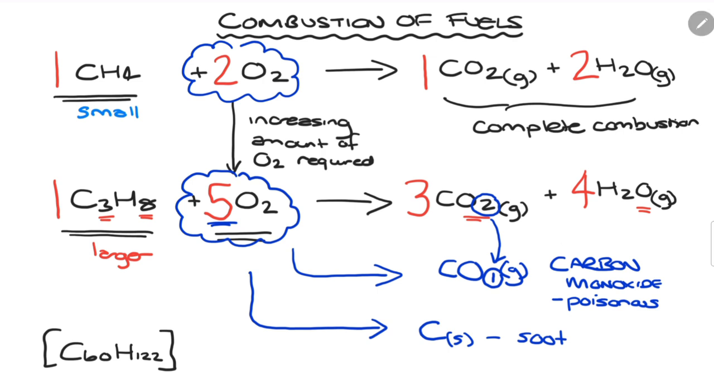In each of these carbon monoxide and carbon processes, we would also produce the water as well. That would always be produced as the second product. The one which would change through partial or incomplete combustion would be the carbon monoxide and carbon side products.